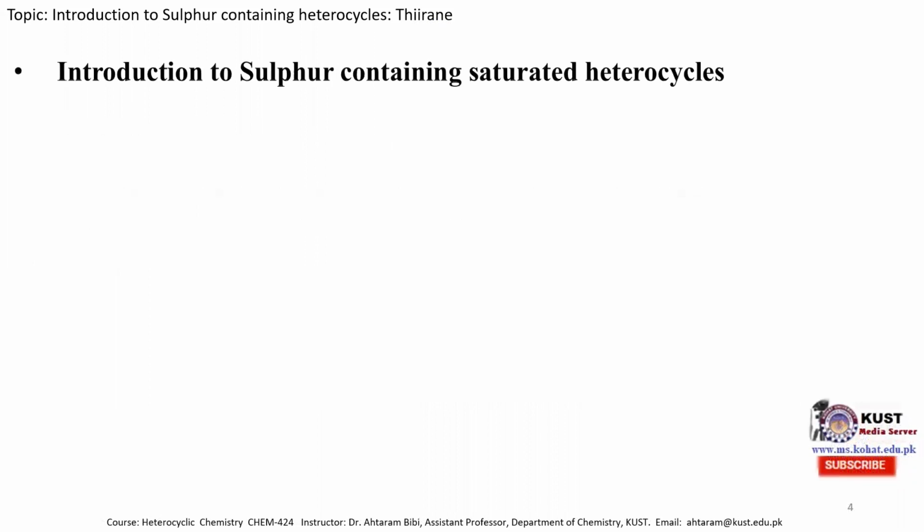Introduction to sulfur-containing saturated heterocycles. The simplest sulfur-containing saturated heterocycle is the thiirane molecule, and it consists of a 3-membered ring having the chemical formula C2H4S, which consists of 2 carbon atoms, 4 hydrogen atoms, and 1 sulfur atom.